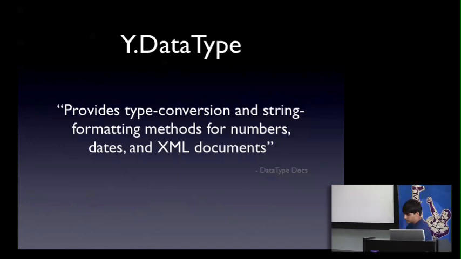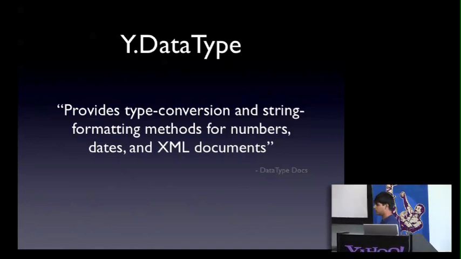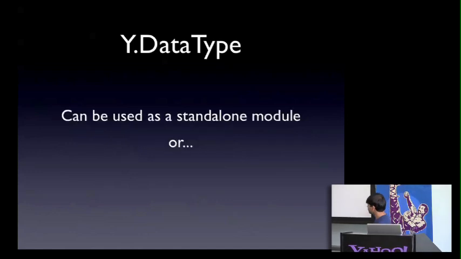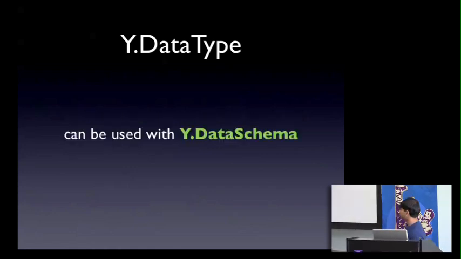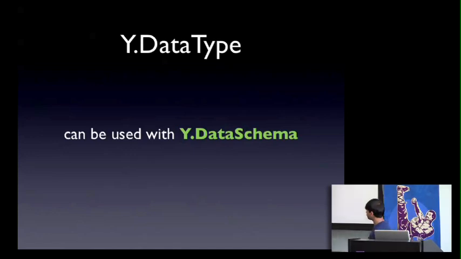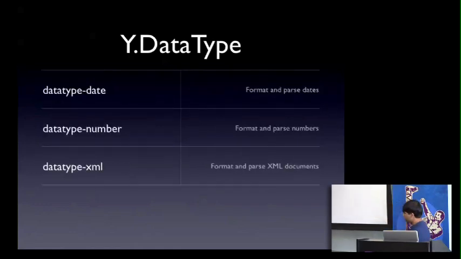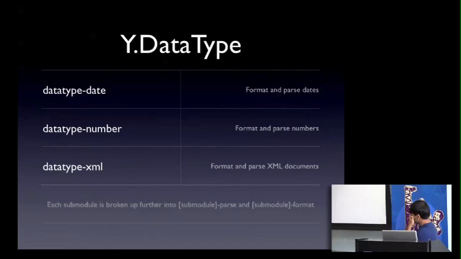So that's basically what data type is. It provides type conversion and formatting methods for dates, numbers, and XML documents. And it lets you work with the data in its proper format, which is really useful if you're doing any sort of calculations on that data. And again, it can be used as a standalone module, or it can actually be used in conjunction with data schema. And remember that data schema can be used as a plugin for data source. It's kind of a three-way system there. And just like data source was broken up into subclasses and submodules, data type is the same. We have some different subclasses, submodules that you can use based on what type of data you're working with, numbers, dates, or XMLs.